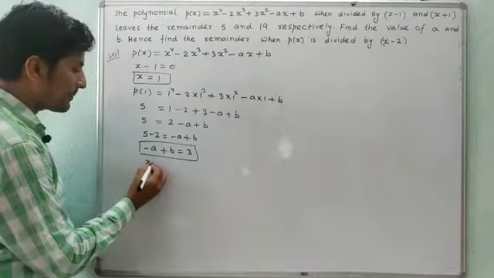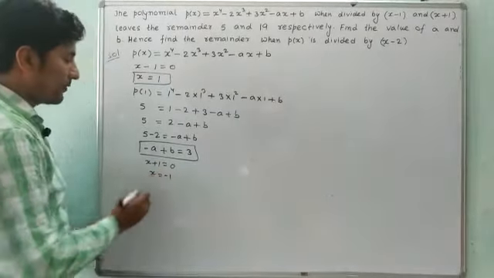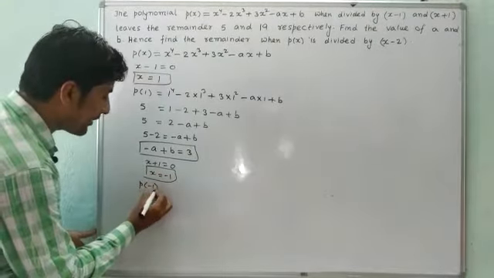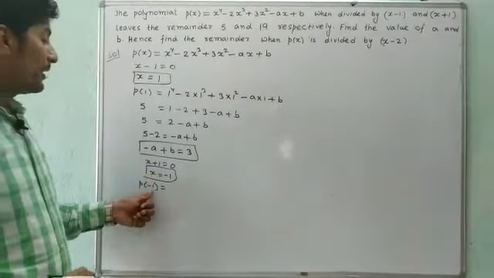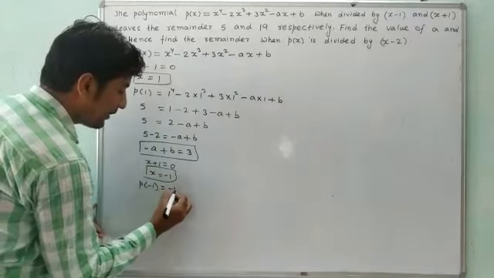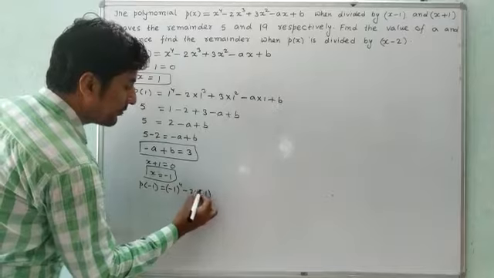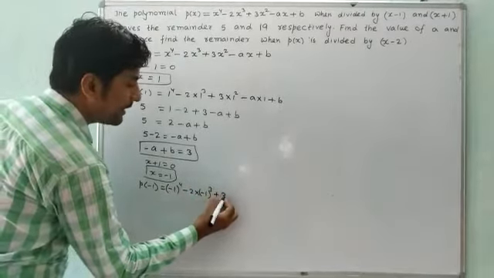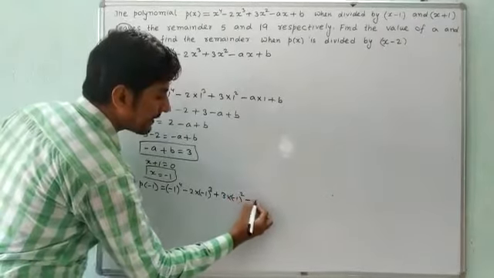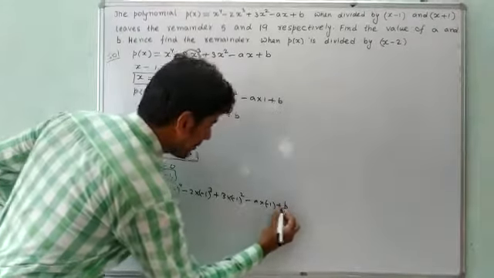So here we can write x plus 1 is equals to 0. So x will be equals to minus 1. After that we will find p(-1). This time we will put the value of x equals to minus 1. Here we can write (-1) to the power 4, then minus 2 into (-1) cube plus 3 into (-1) square minus a into (-1) and plus b also.